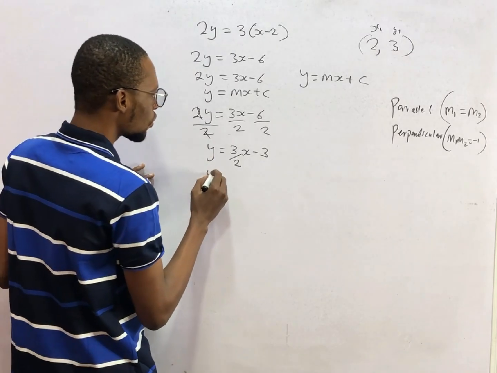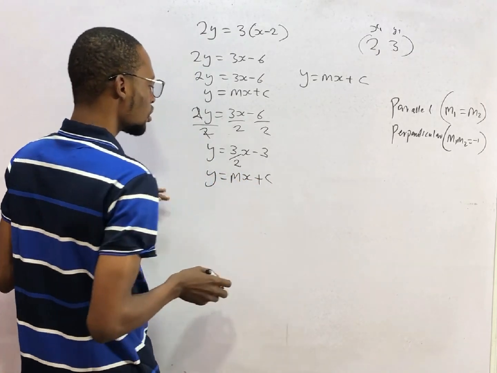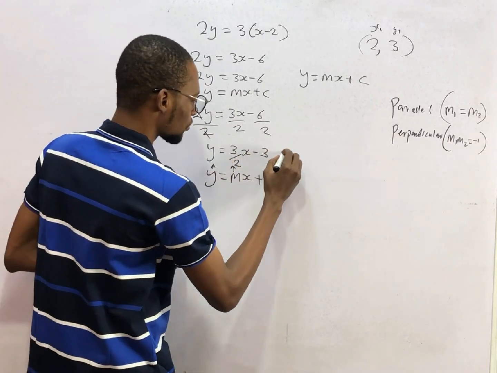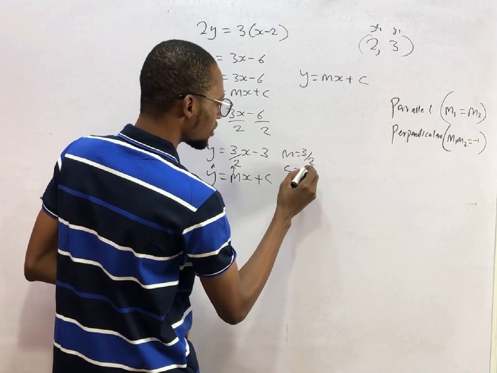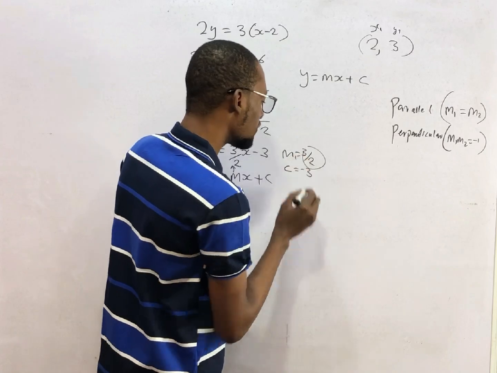Now, compared to y is equals ms plus c, you agree with me that y is y, m is 3 over 2, and c is equals minus 3. m is the gradient, and this is the gradient of the first line.